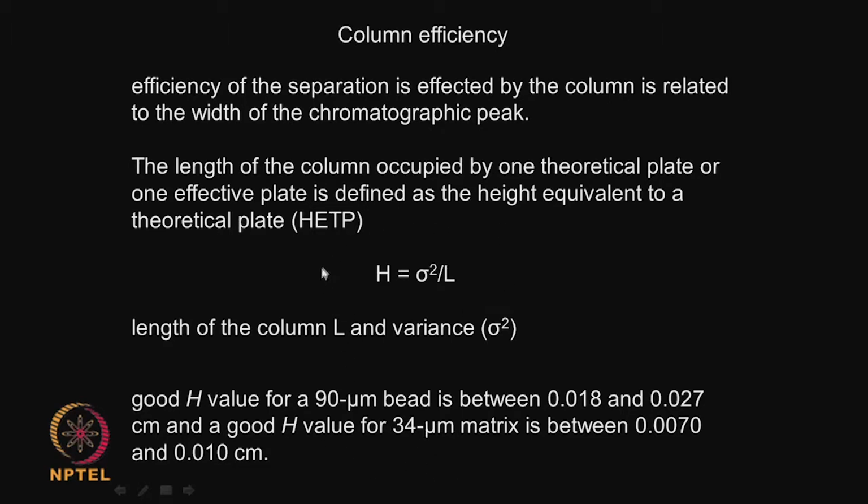So, H is equal to sigma square by L. H is called the height equivalent of a theoretical plate. Smaller the H, suppose I am comparing two columns and H of one column is lower than H of another column, then I can say that particular column is more efficient than the other column. If I have two columns and the number of theoretical plates of one column is higher than that of the other, I can say that column has better separating efficiency. How to calculate the number of theoretical plates, we will come to that soon.